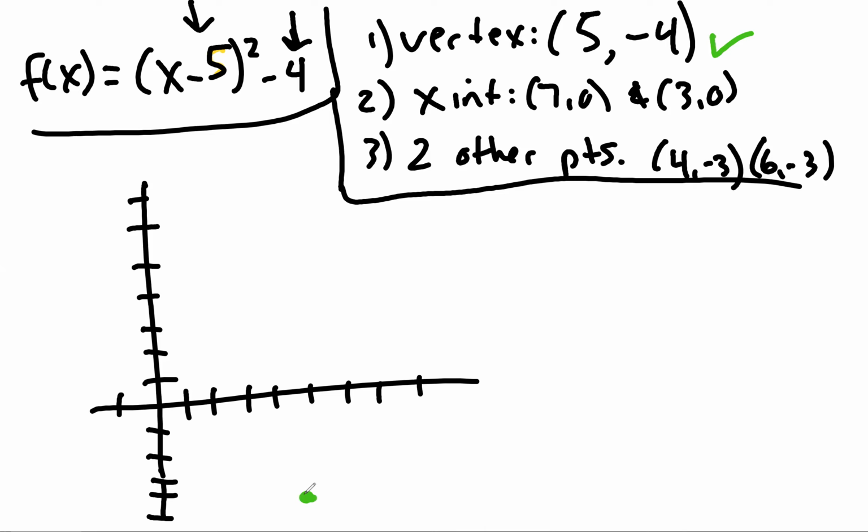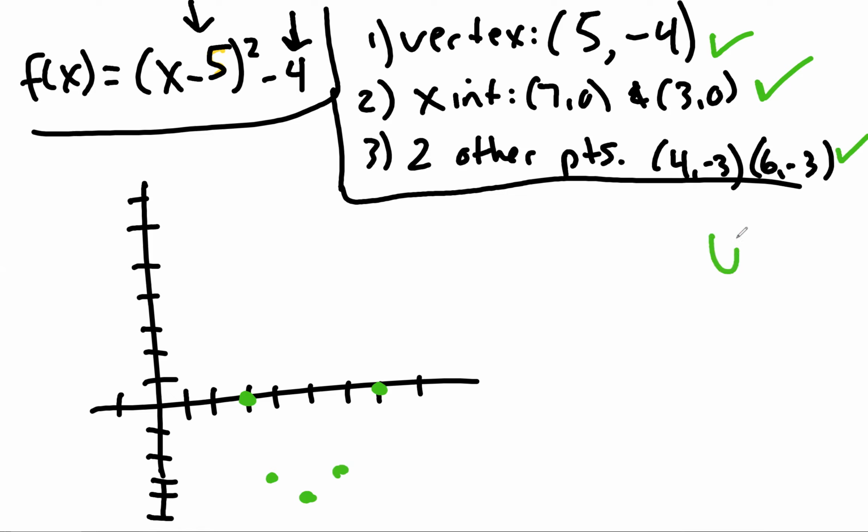And so then the next thing I'm going to do is graph my x-intercepts, which are these two points. So (3, 0). Start at the origin, I go to the right 3. And also (7, 0). 3, 4, 5, 6, 7. Okay, so got those. And lastly, I'm going to graph my two other points, which we found to be (4, -3) and (6, -3). I'm going to go over 4 to the right, and then down 3. And then I'm going to go over 6 to the right, and down 3. And so now you can kind of see that my parabola is starting to take shape. So I've graphed all 5 of my points.